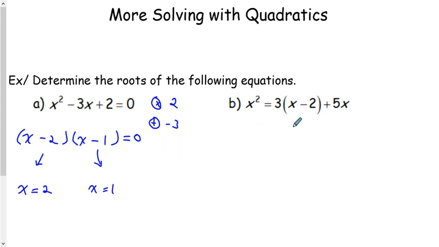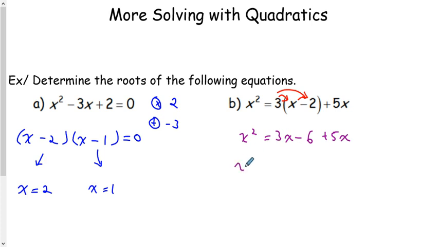Okay, next we have one that's got a problem. We don't have everything on one side, and we've also got a bracket here we're going to need to multiply through to clean this up. So let's do that. We're going to expand the bracket first, and then we'll deal with moving everything to one side. So we still have our x squared over here. 3 times x is 3x, 3 times -2 is -6, and then we've still got that plus 5 hanging out there.